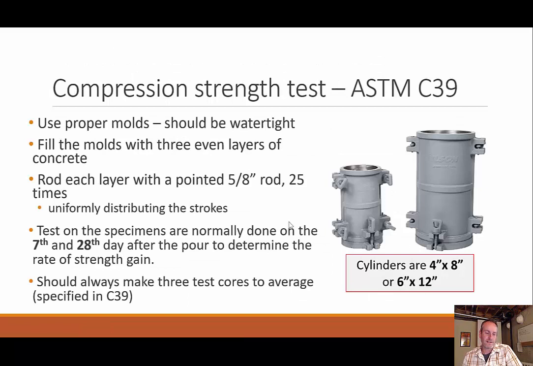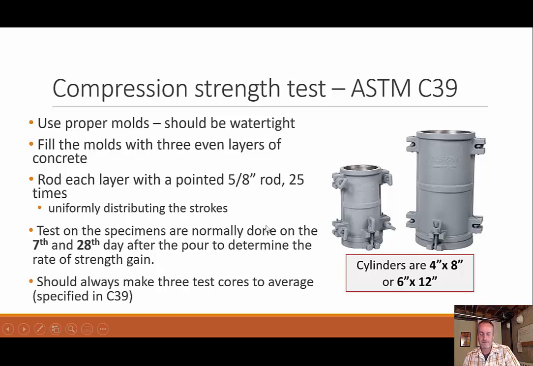Outside of the slump, we also want to test how strong our concrete is by taking samples throughout this project. We have these molds that we're going to collect the concrete in, and we're going to fill them with 3 even layers of concrete. So this is just like with the slump test. We put a third in, we tamp it down 25 times, put a third in, tamp it down, put your final third in, tamp it down.